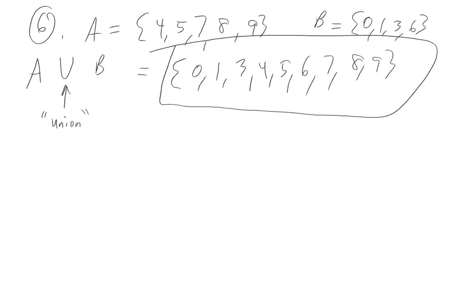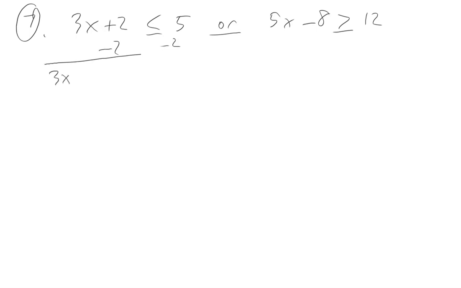All right, now let's try problem 7. So let's clear that. Try problem something like 7. 3x plus 2 less than or equal to 5, or 5x minus 8 greater than or equal to 12. So if I solve this one, I'll subtract 2 from both sides. Then I'll get 3x less than or equal to 3, divide by 3 on both sides. I'll get x is less than or equal to 1.